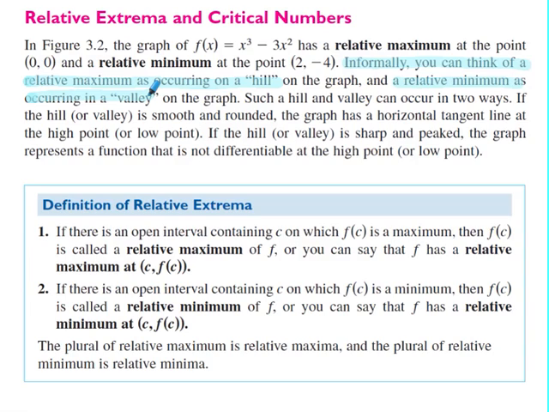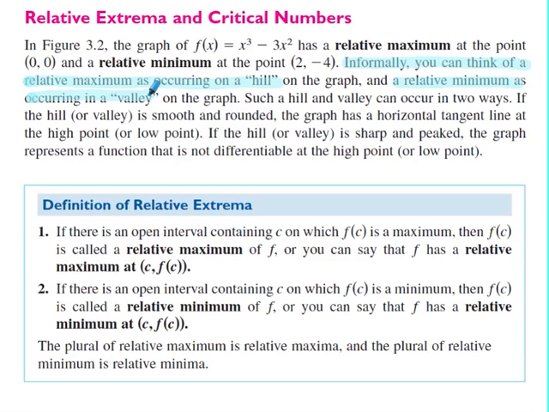Such a hill and a valley can occur in two ways. If the hill or valley is smooth and rounded, the graph will have a horizontal tangent line at the high point or low point. If the hill or valley is sharp and peaked, the graph represents a function that is not differentiable.